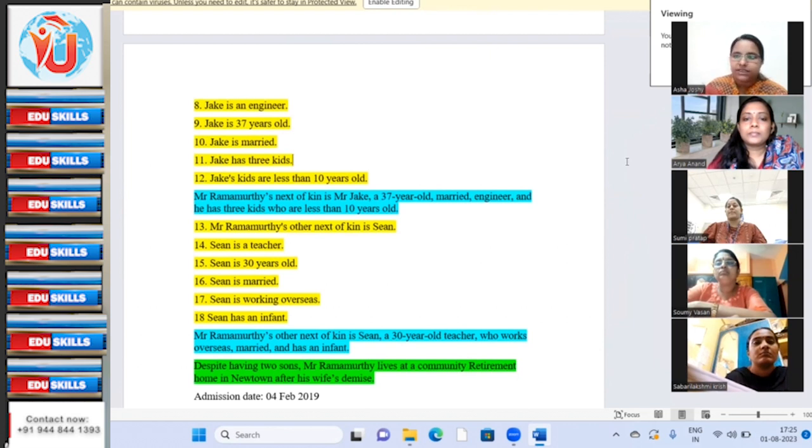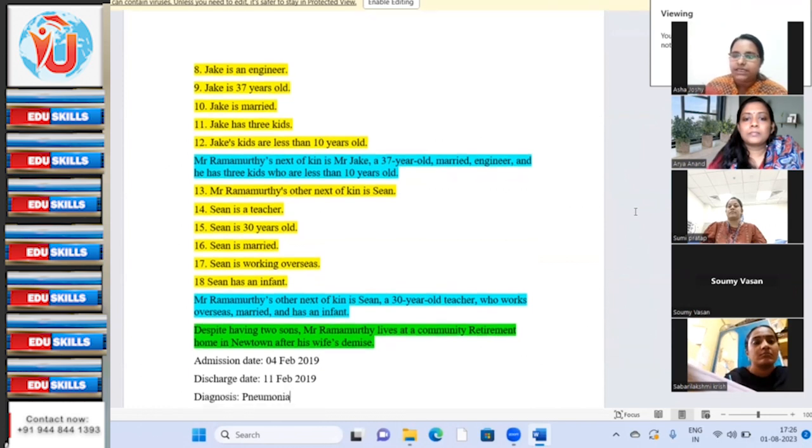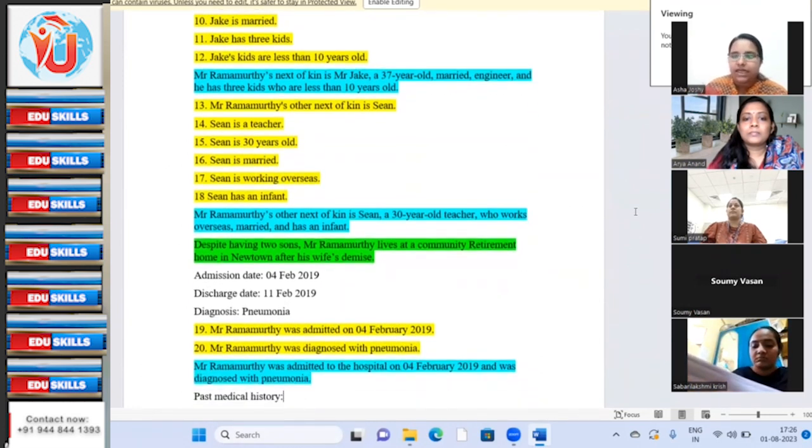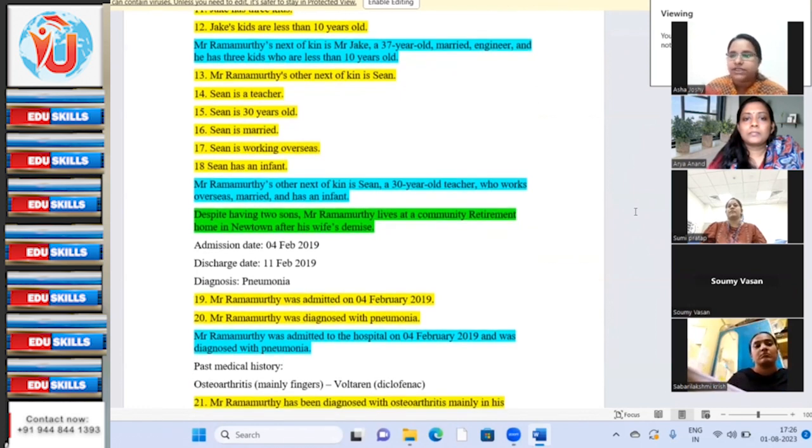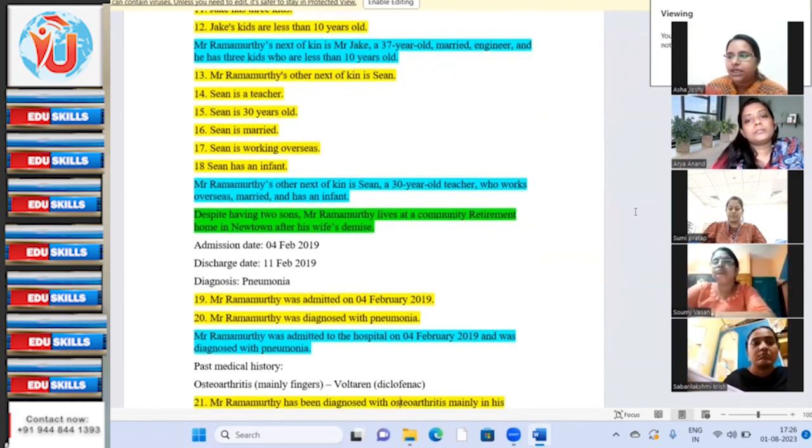Now let us see how to convert the simple and compound sentences into a complex sentence. Mr. Ramamurthy is a 30-year-old married engineer, and he has 3 kids who are less than 10 years old. Mr. Ramamurthy's other next of kin is a 30-year-old teacher who works overseas, is married, and has an infant. These two sentences we can make into a complex sentence like: despite having 2 sons, Mr. Ramamurthy lives at a community retirement home in Newtown after his wife's demise.